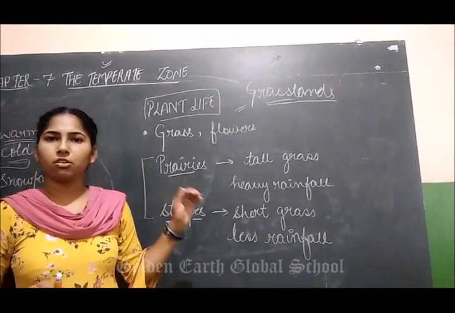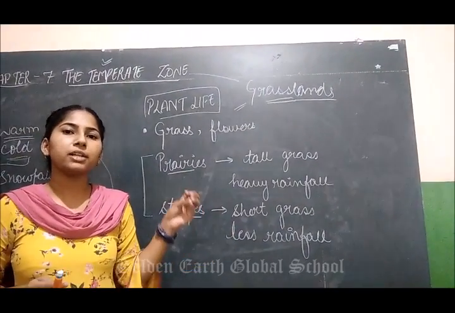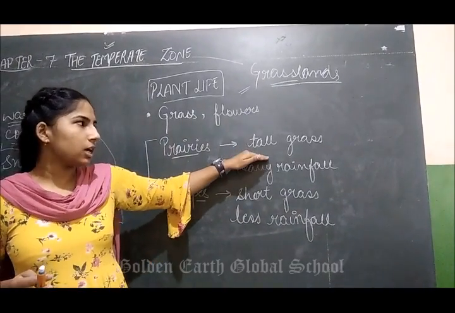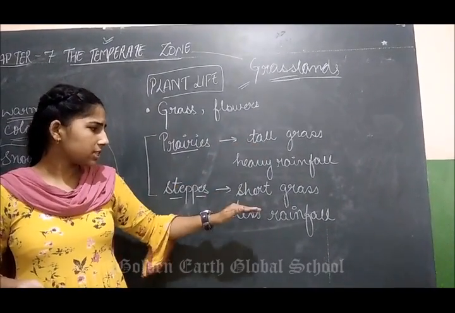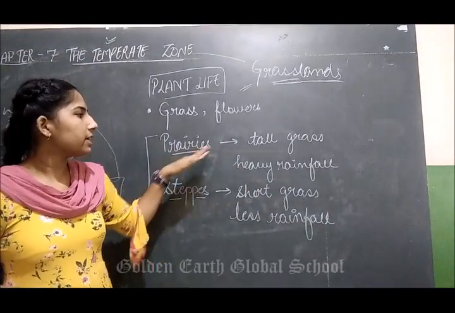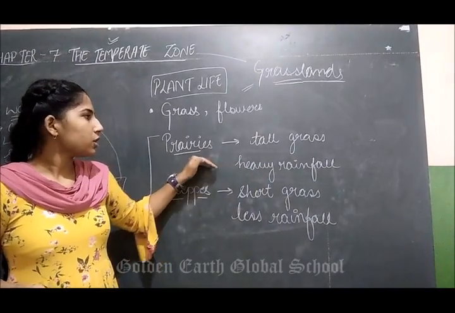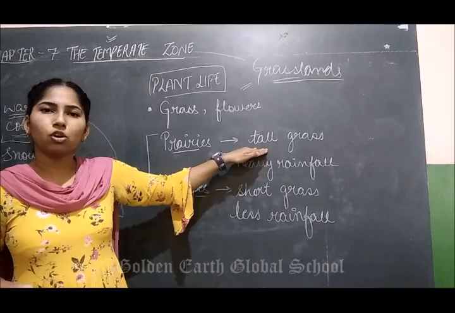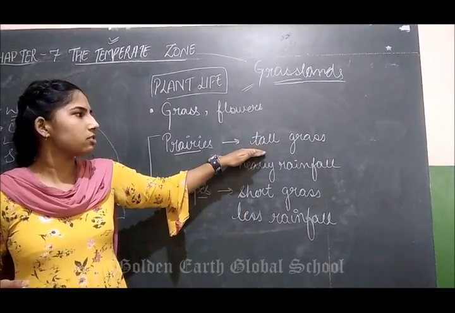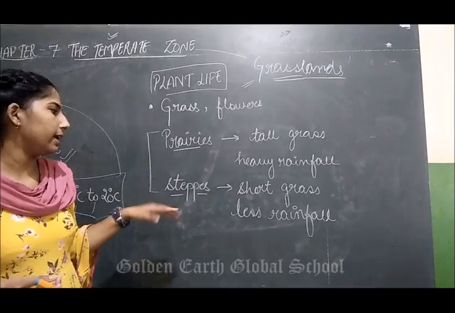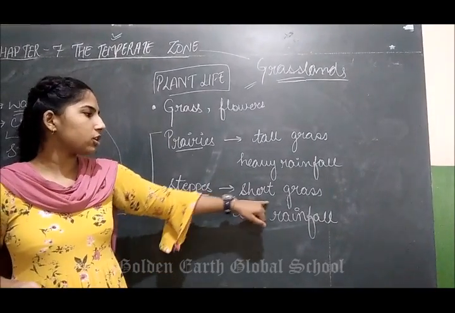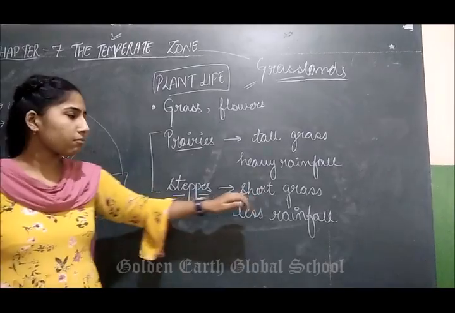Now the length or the height of the grass depends on the rainfall. जितनी ज़्यादा बारिश होगी उतना tall grass, जितनी कम बारिश होगी उतना छोटा. So prairies receive heavy rainfall. Therefore the grass is very tall. Prairies में बहुत तेज बारिश होती है, ज़्यादा बारिश होती है, इसी वजह से वहाँ पे जो grass है वो काफी tall है. Whereas steppes receive less rainfall. Therefore the grasses are very short.